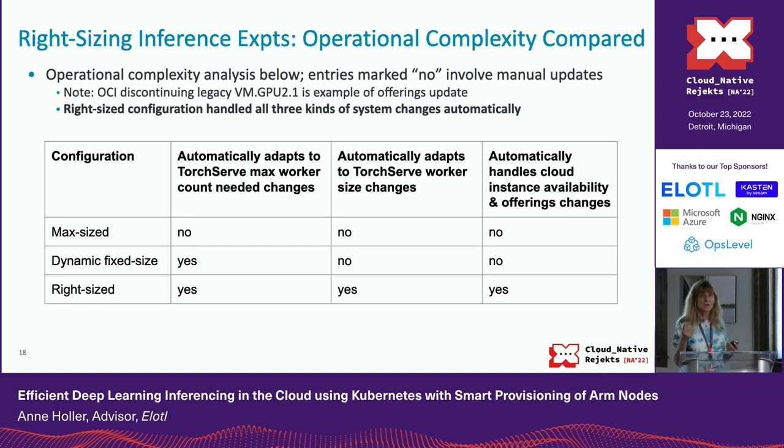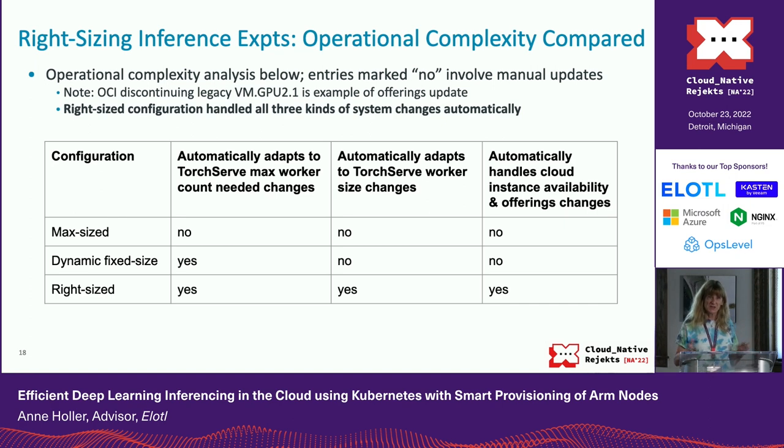So if the cloud doesn't have the instance type you like, or if the cloud changes the costs of the instance types relative to each other, or if the cloud introduces new instance types or deprecates old ones, do you have to do something in your layer? So for both the max sized and the dynamic fixed size, you are going to have to do something. It's not like there's no operational complexity there if there's an availability problem or a change in the types.